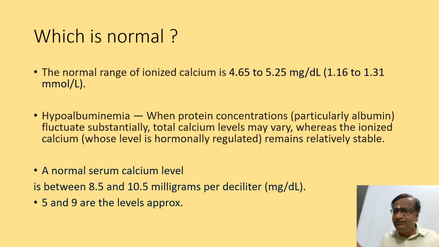What is the normal range? If you say it is between 4.6 to 5.25 in terms of milligram per deciliter, what is this? Ionized calcium. Normal calcium is 8.5 to 10.5. So if you say it is 5 and 9, 5 is ionized calcium, 9 is normal calcium.